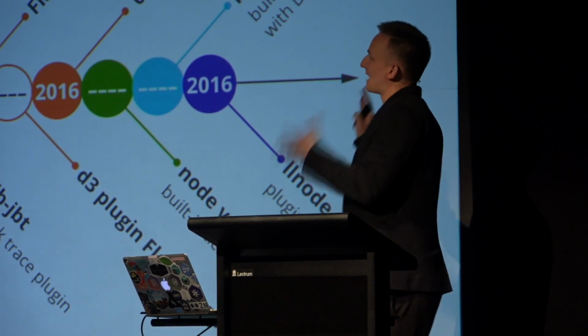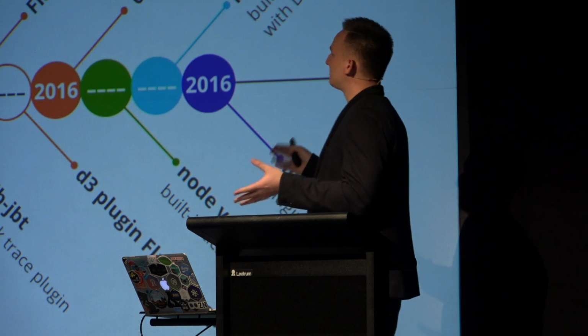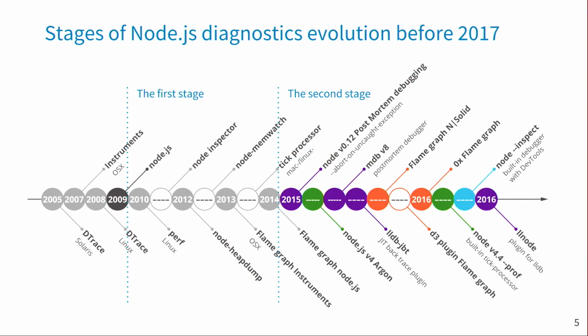We created flame graphs for profiling, and C++ debuggers were adapted for Node.js debugging. So only in the second stage did we get the ability to debug and profile in production. But we were there in the first stage already, and it was funny and painful.